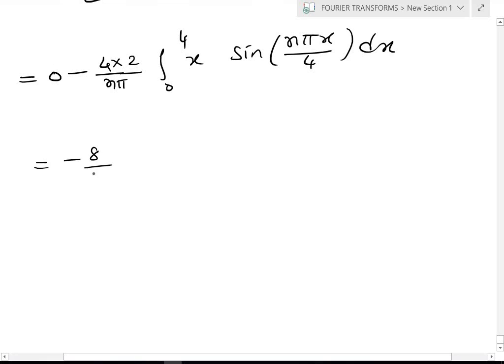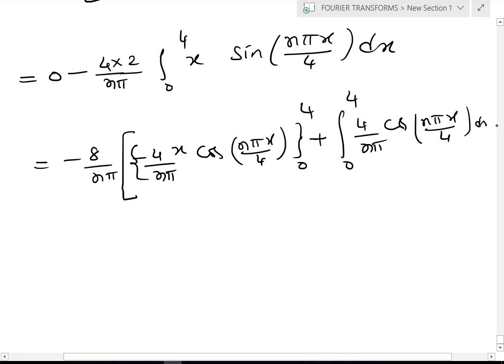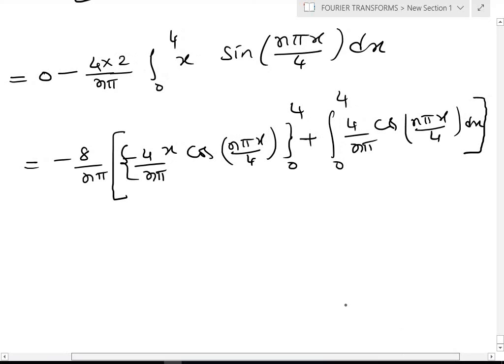So that is minus 8 by n pi. The first term will be minus 4 by n pi x into cos of n pi x by 4, with lower limit 0 and upper limit 4, minus integration of, so that is minus minus will become plus, so 4 by n pi cos n pi x by 4, then differentiation of x is 1 dx. Okay, fine. Then of course the entire closed bracket to all.